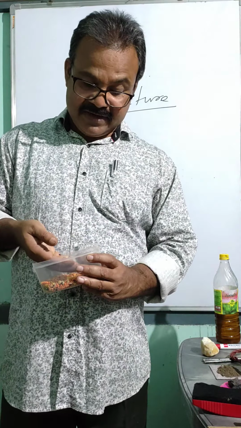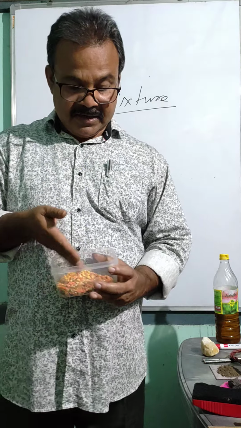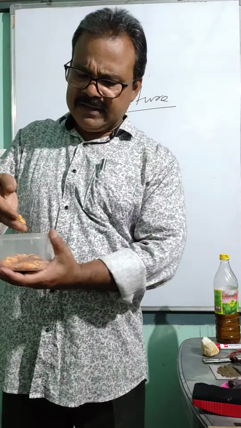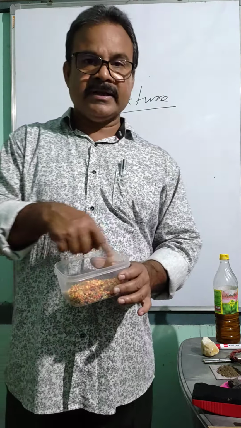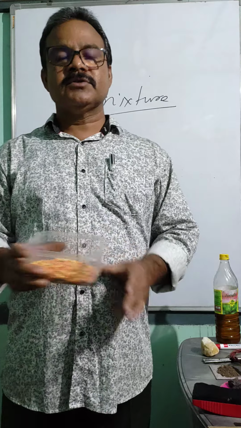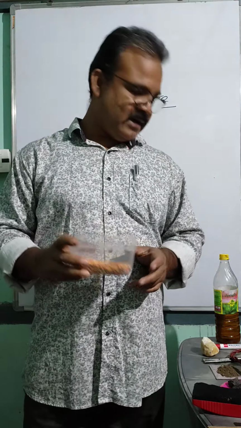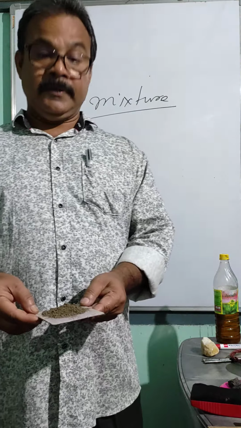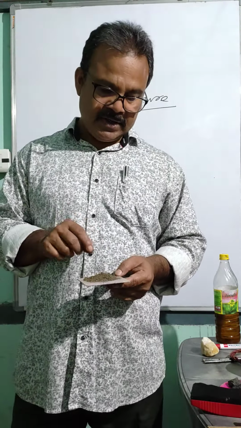There are so many different types of pulse crop, like green gram, black gram, lentil, and all these things are simply mixed physically. There is no chemical reaction among themselves. So we can say that this is also a mixture. Okay, this is also a mixture. And again you see, this is soil. It is also a mixture. Why is it a mixture?